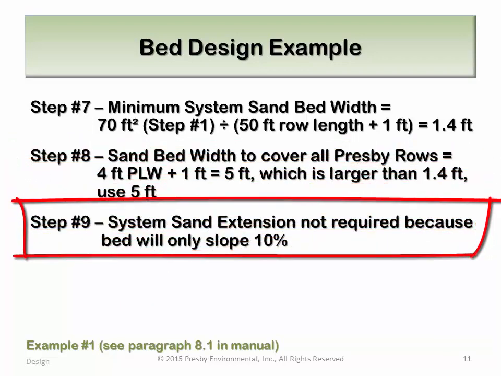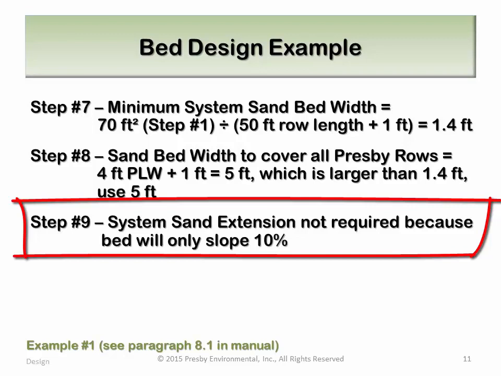Step 9 asks if a system sand extension is required. If the minimum sand bed width from step 7 was larger than the width calculated in step 8, there will be a need for a system sand extension. If the bed were level, the extensions would be placed equally on either side of the Presby pipes. However, our system is sloping, so any extension would be placed entirely on the downslope side of the field.